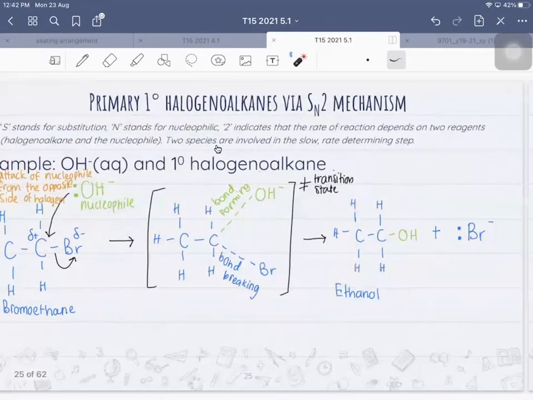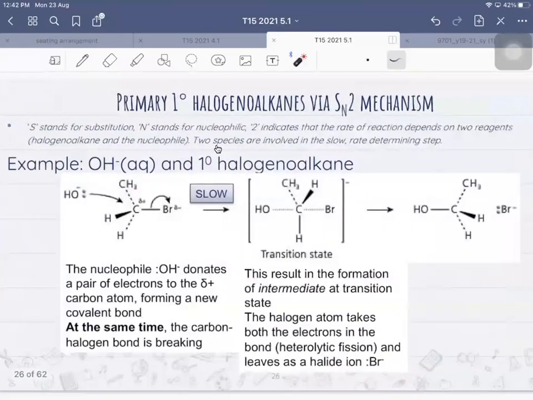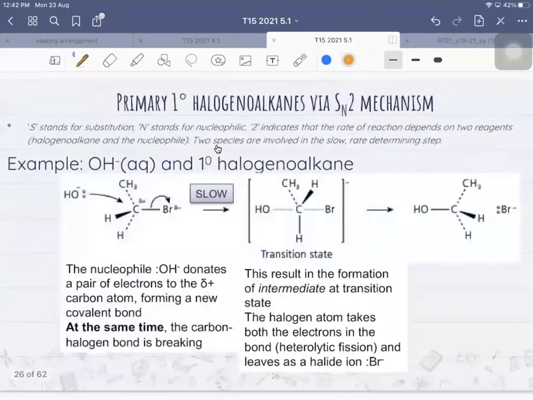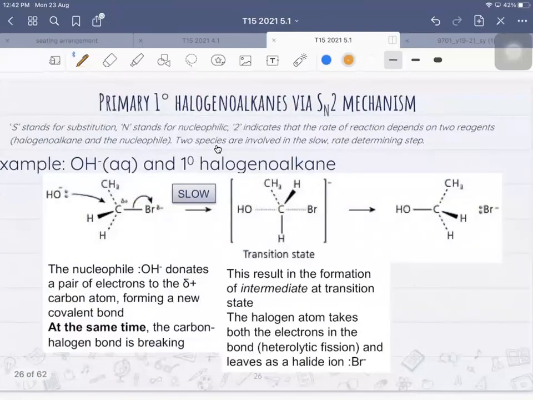So I will change it. Okay, so right, I forgot to add slow process here, which again is not your concern now, but it will be relevant when we do rate of reaction later on. So the explanation is here. The nucleophile hydroxide ion donates a pair of electrons to a slightly positive carbon atom to form a new covalent bond. And at the same time, the carbon-halogen bond is breaking.